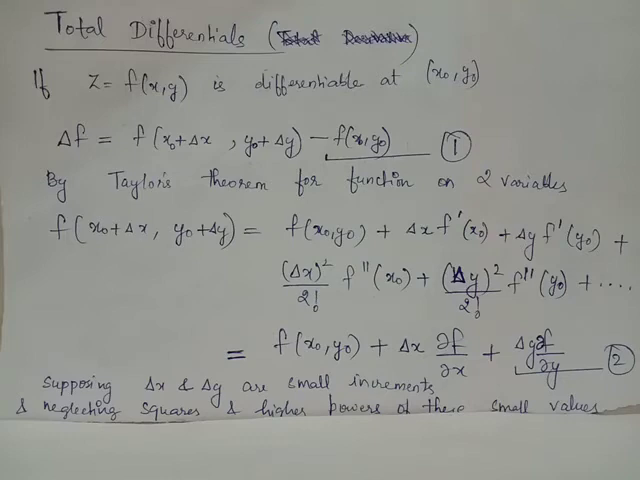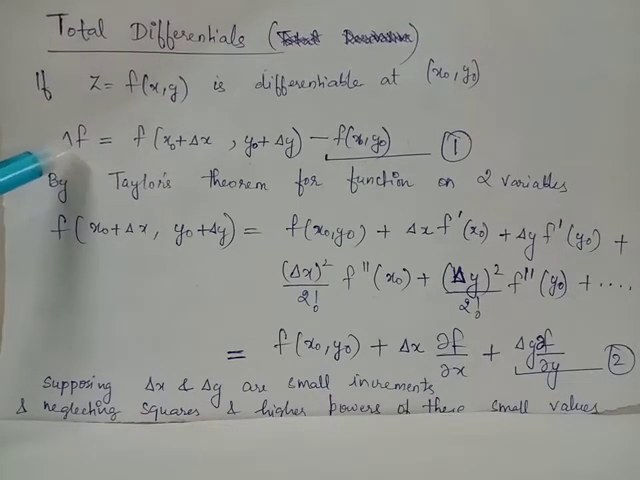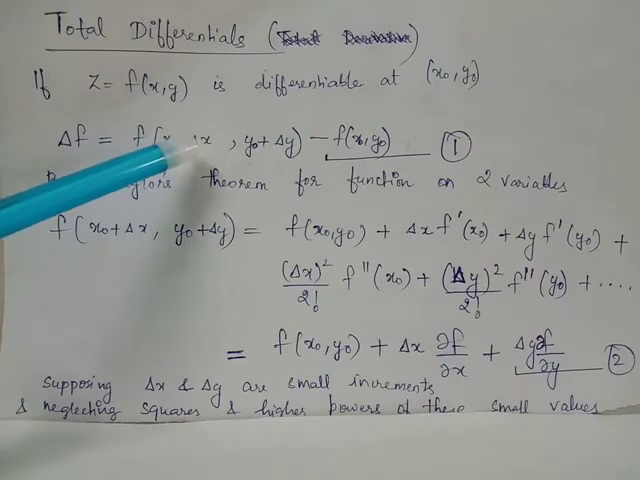Learn about total differential of a function. Suppose z is a function which varies with respect to x and y and it is differentiable at x0, y0. Then the increment of function f is notated by delta f, which is f of x0 plus delta x comma y0 plus delta y minus f of x0 y0.